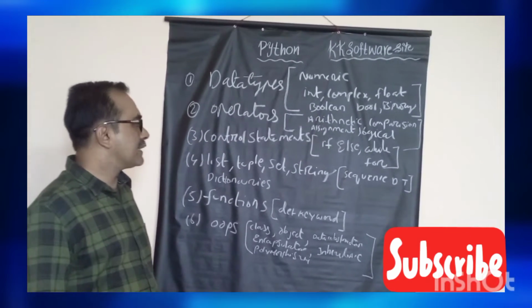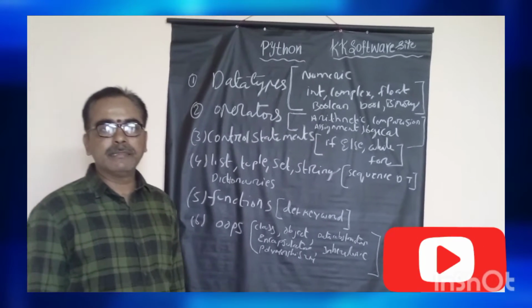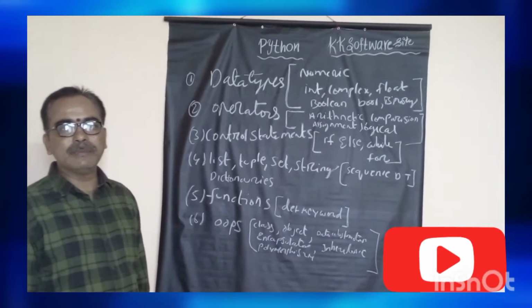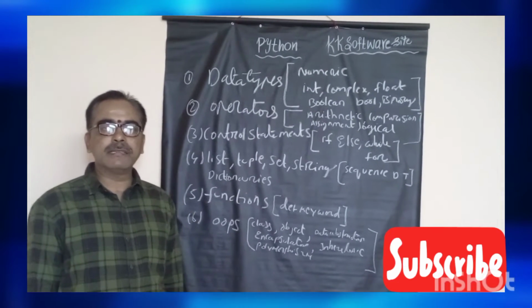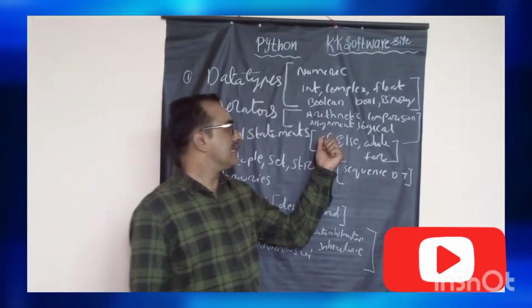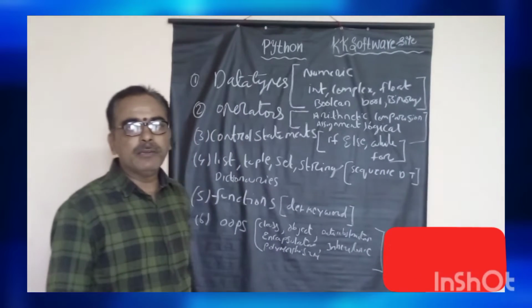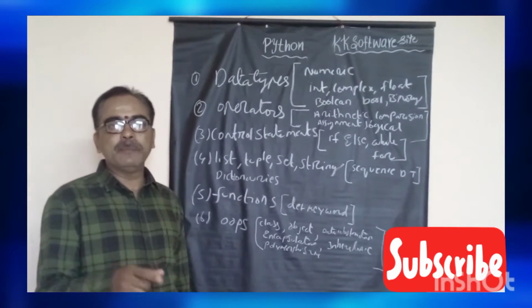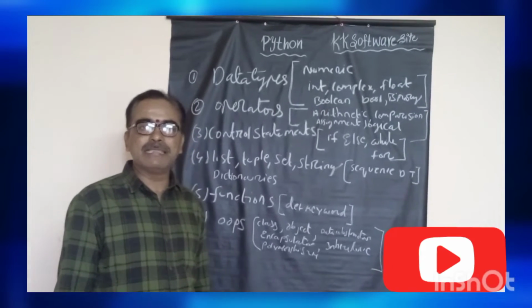So after that, the next topic is control structures. What are these control structures? A control structure is a mechanism where you are checking a condition and it executes a set of statements based on the condition. It consists of if-else, while loop and for loop. While loop and for loop are the iterative statements, whereas if, elif and else are only conditional statements.